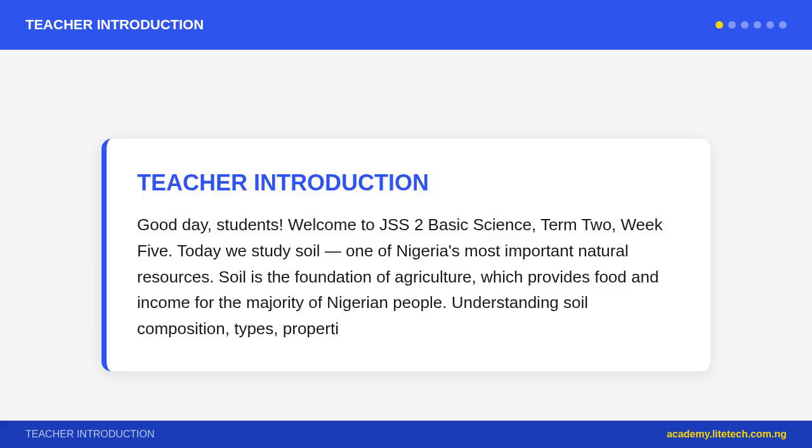By the end of this lesson, you will be able to describe the composition of soil, distinguish between sand, clay, and loam soil, test for the components of soil, explain the importance of humus and soil organisms, describe soil erosion and conservation methods, and relate soil quality to agricultural productivity in Nigeria. Let us dig into soil science.